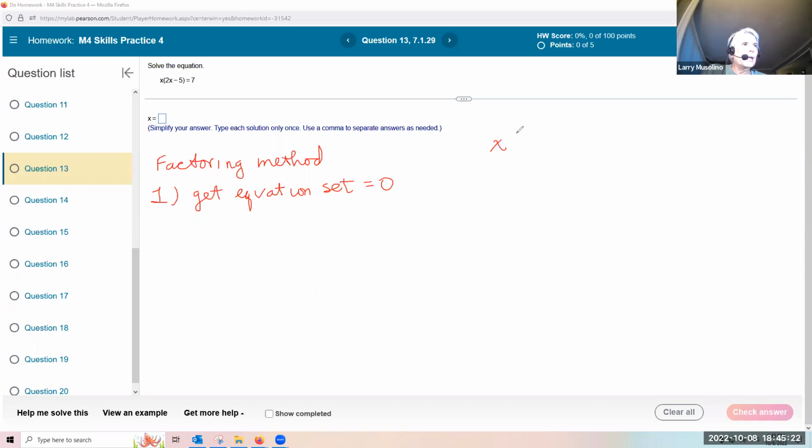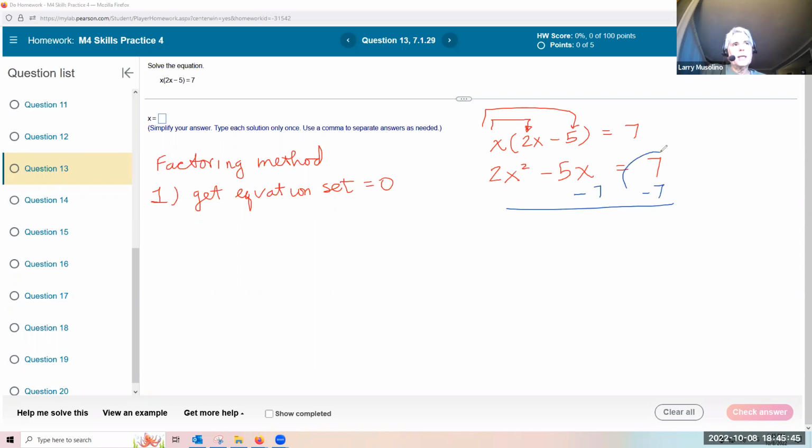Let me write it down. Here's what we got. x times 2x minus 5 equals 7. Well, I'm going to start out multiplying this x inside the parenthesis. x times 2x is 2x squared. And then x multiplying this 5 is a 5x equals 7. But remember, I want to get the equation set equal to 0. So let me subtract 7 from both sides, because that will get me a 0 on the right-hand side.